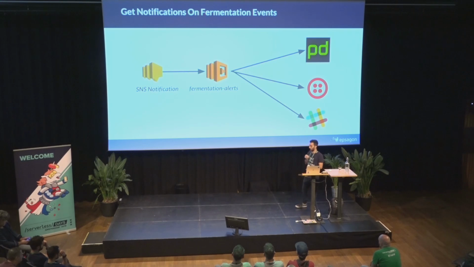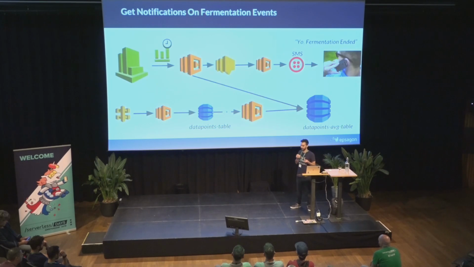So if I want to connect that back to my architecture, I can just take that Lambda, write an SNS, invoke another Lambda, which writes to Twilio, and then it's going to send an SMS to my friend and tell him the fermentation ended. Okay, he doesn't need to keep checking if things are wrong, and his wife doesn't need to either. He can do that himself.